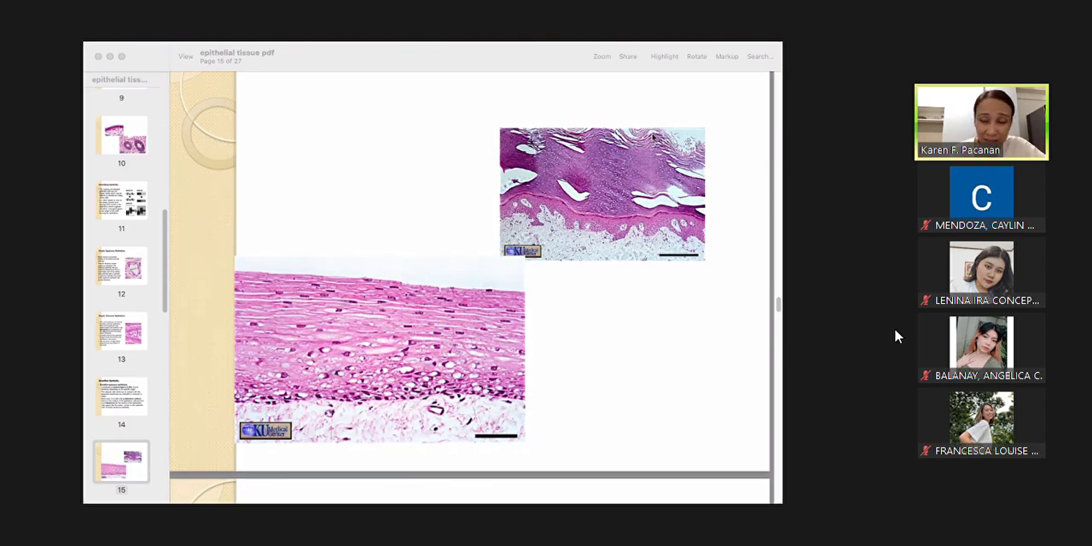So the cells, expectedly, are already anucleated and devoid of organelles. We can no longer identify the individual cells because they are completely covered with keratin filaments. In that given location, which is the skin, the keratinized stratified squamous epithelium is also referred to as the dry epithelium. Okay, keratinized is also referred to as the dry epithelium.